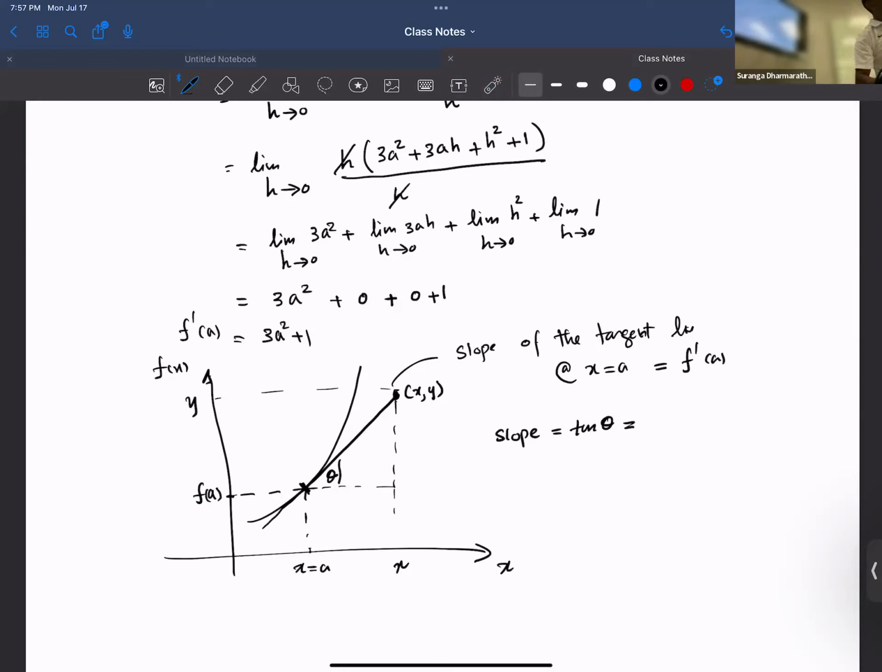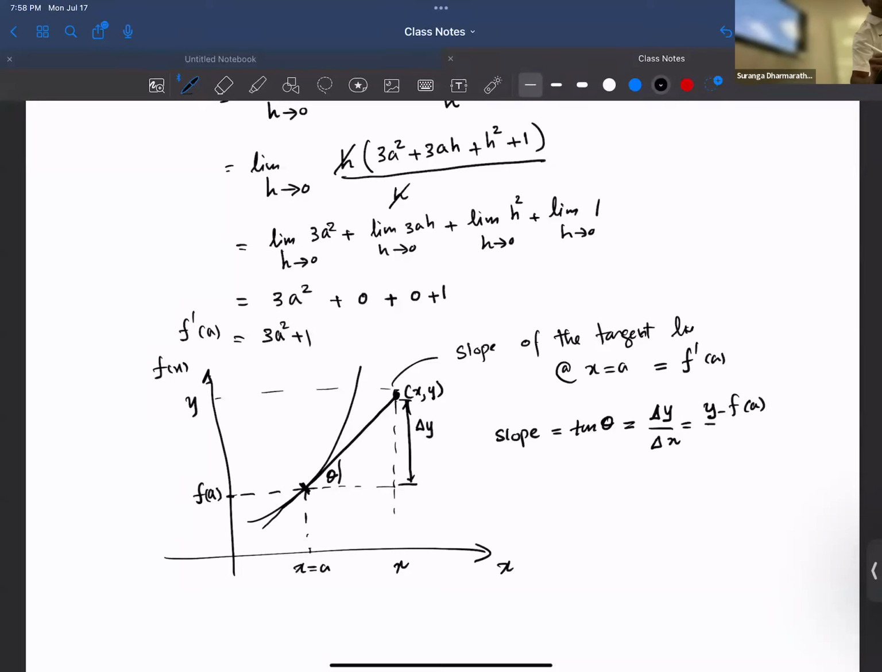Tangent theta is the change in y divided by the change in x. So what is the change in y? Go ahead, Mason. Change of f of a. This is coordinate y, and this is f of a. So what is delta y? Just look at the triangle. What is that delta y? Y minus f of a. Good. Y minus f of a.